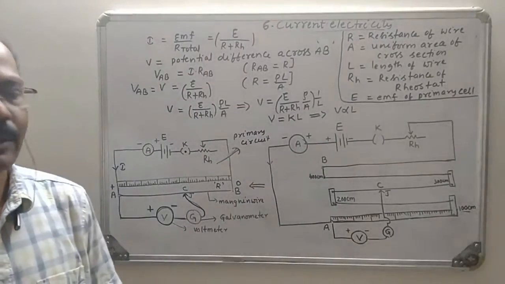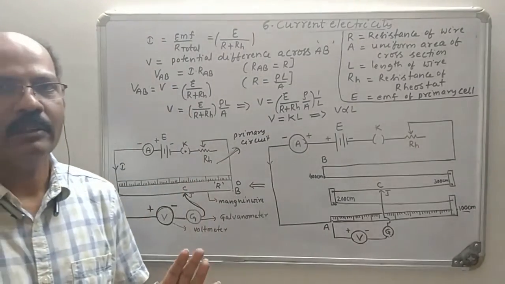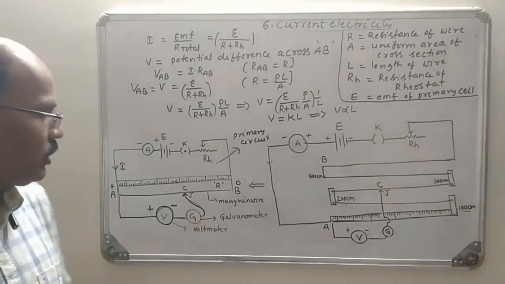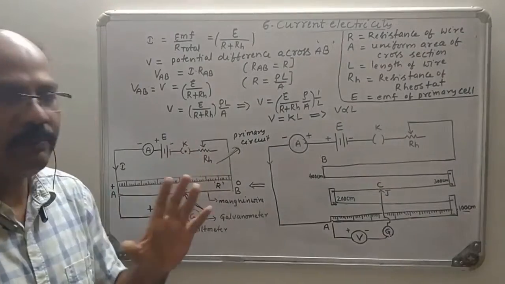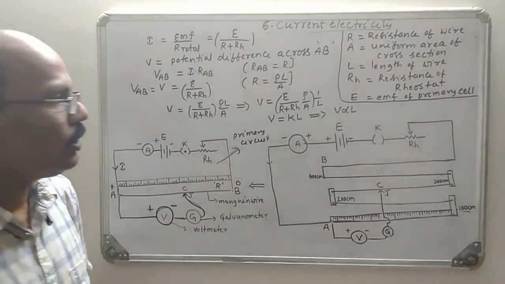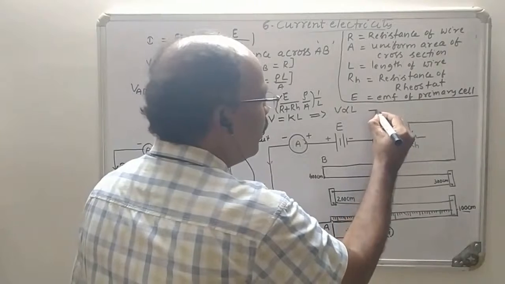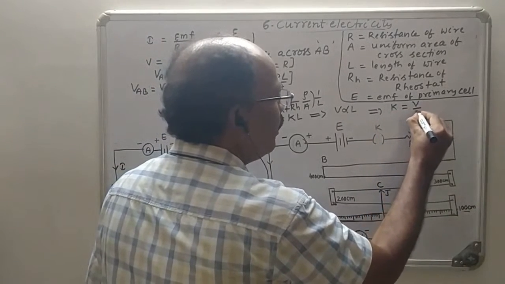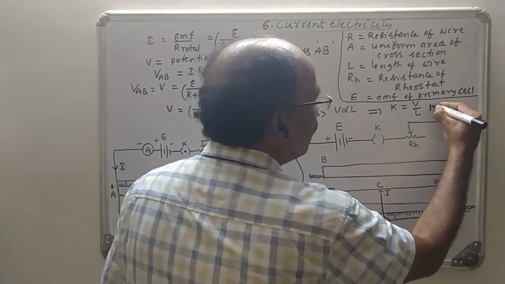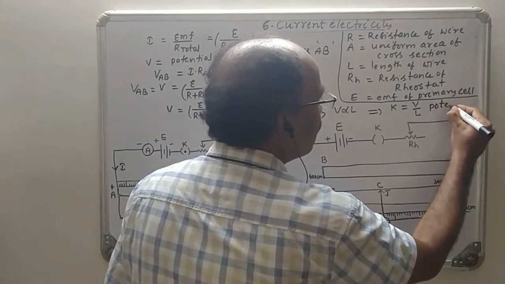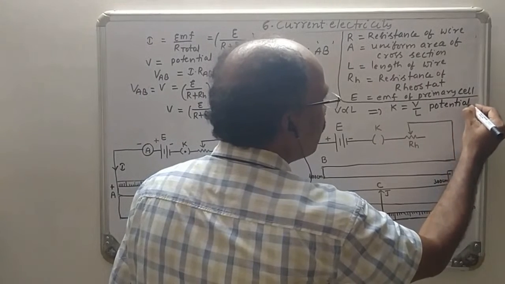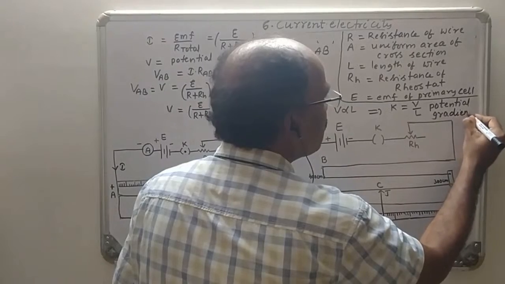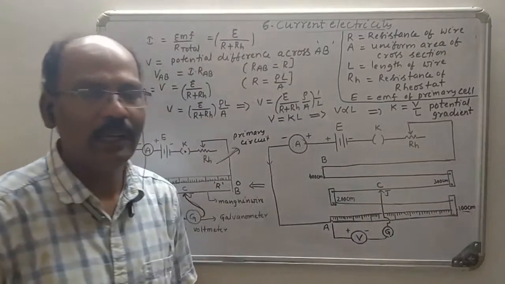What is V? The potential drop along the given potentiometer wire is always directly proportional to the length of that wire. So we can write K is equal to V by L. K is called the potential gradient.